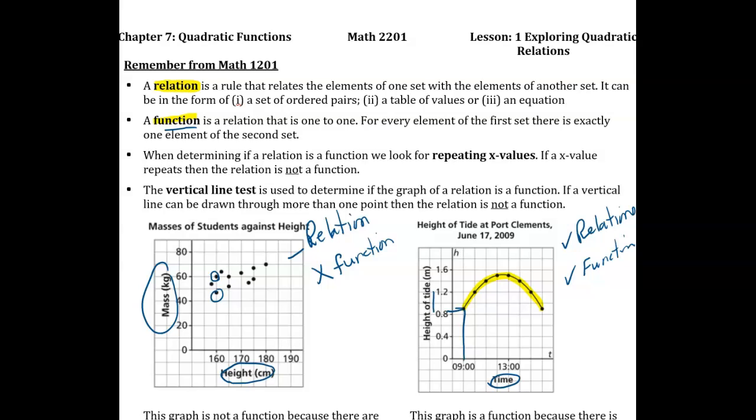Now you could find a height that's two times. So if you look across, say at 1.2 meters, you could find two times. And that's allowed. All right, you can have the points horizontal, but you can't have them stacked on top of each other.